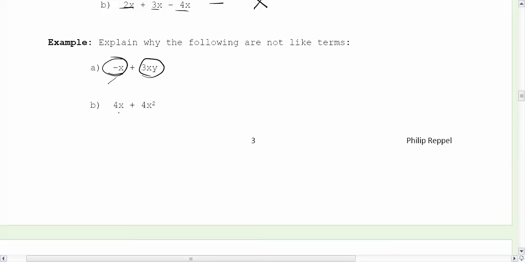The next one, these two terms, they're not like. They have the same coefficient, but that's not what we're worried about. We don't care about the coefficient, we care about the variable. This variable x has a 2 for an exponent. The variable x here doesn't have a 2. Remember, if you get rid of the coefficient, they have to look exactly the same. They don't. They're not like terms.